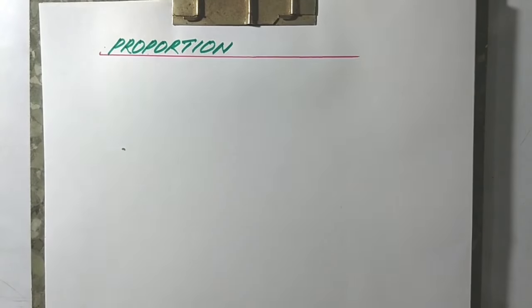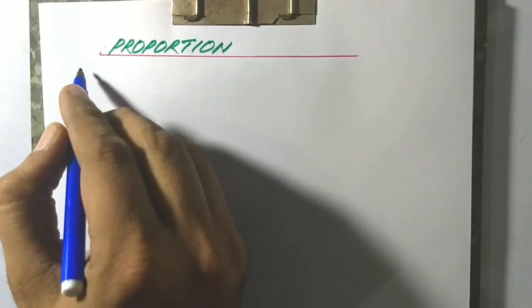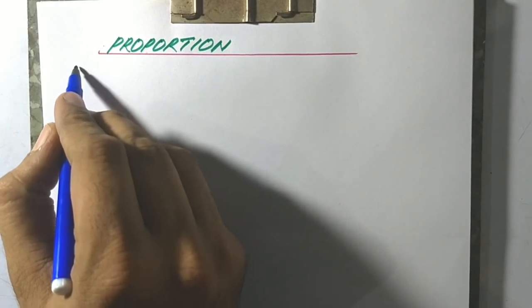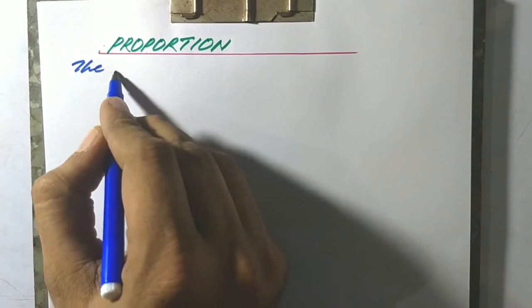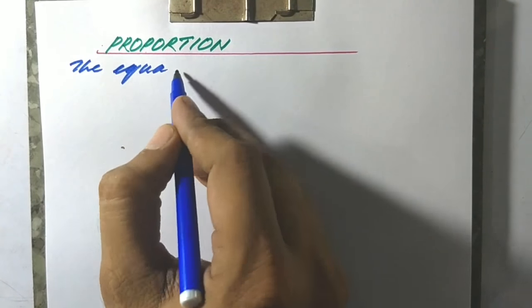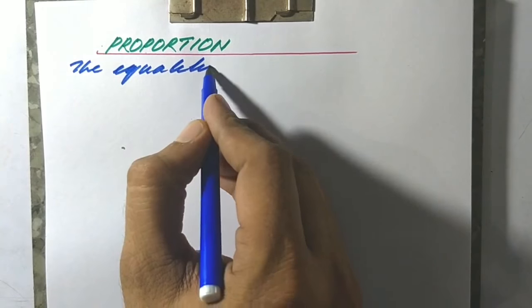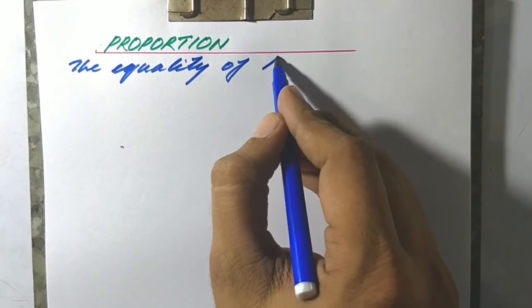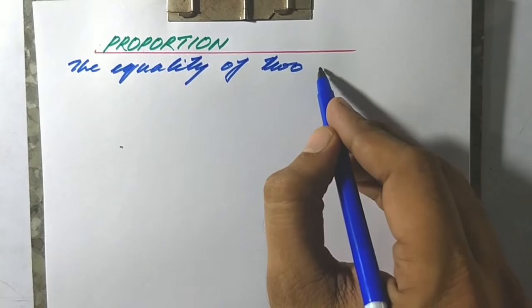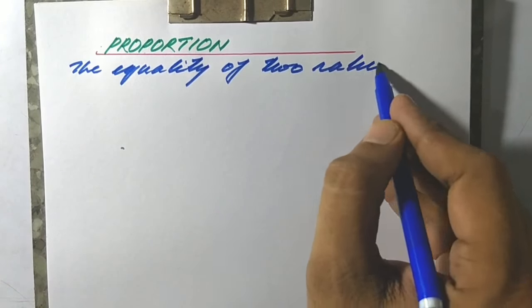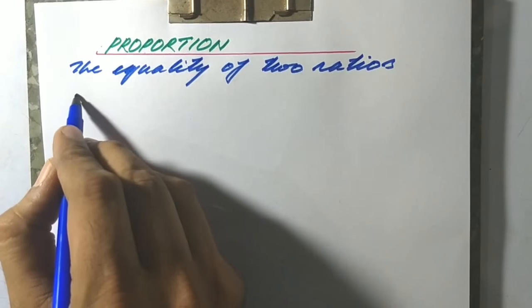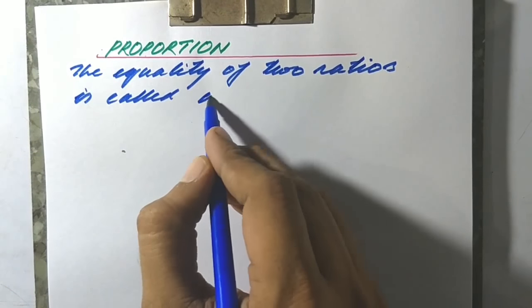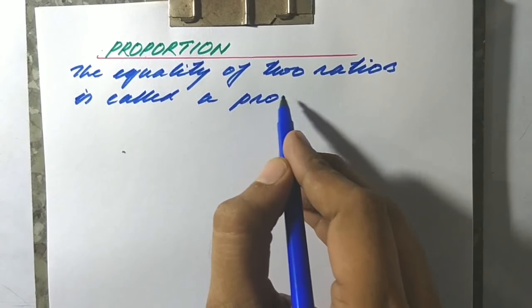Now let us talk about proportion. So the easiest and the simplest definition of proportion is the equality of two ratios is called a proportion.